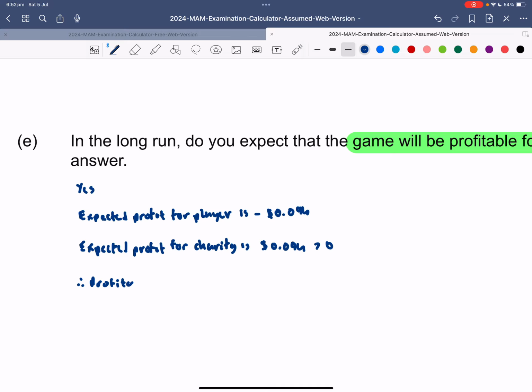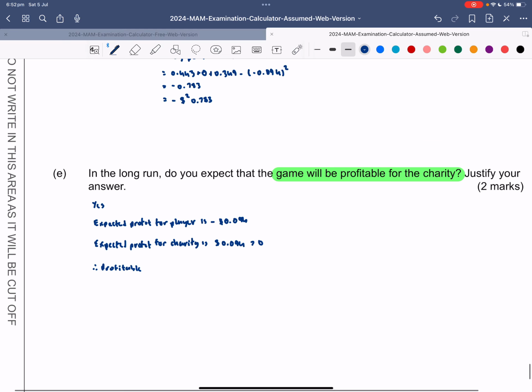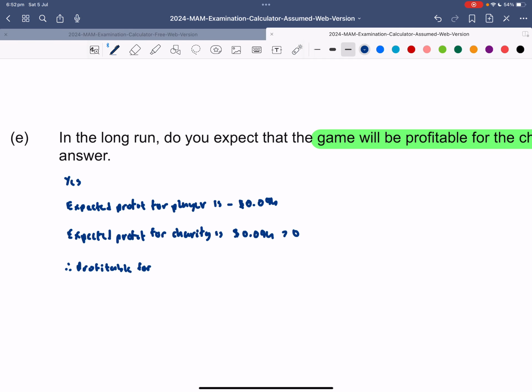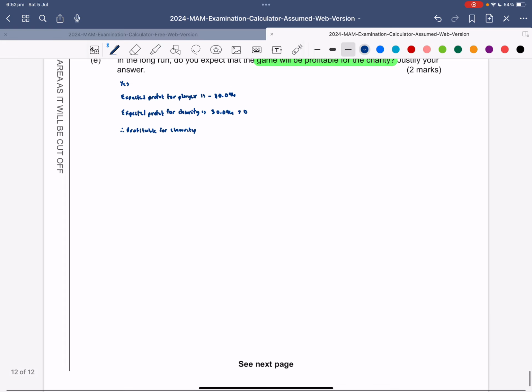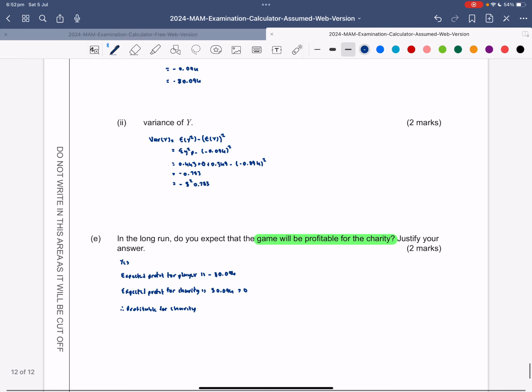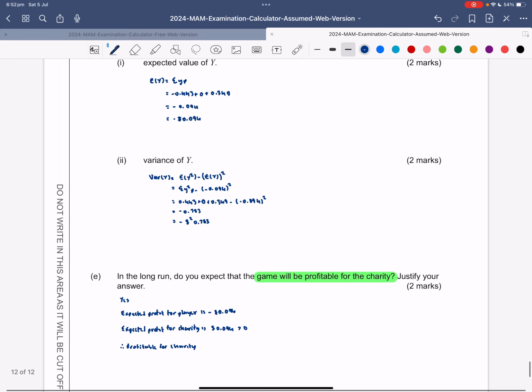A lot of people lost that easy mark because they didn't realize the question changed the perspective to the charity, therefore profitable for the charity. You just had to read. Alrighty, cool. That's the end of the probability for all of 2024 WACE. Well done.